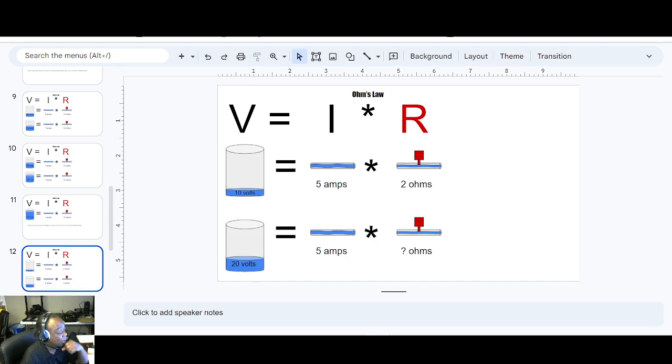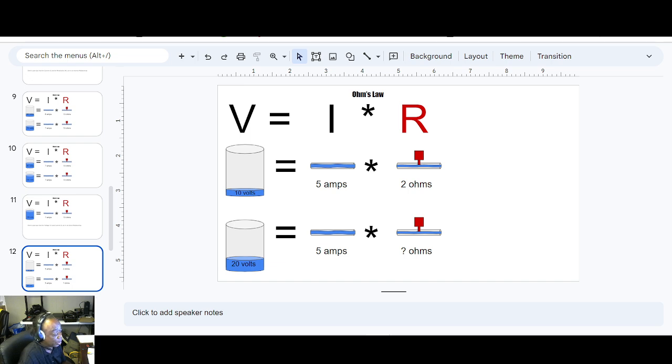Now, let's take the same situation. We're going to increase the volts again. Now we're at 10 volts, made from 5 amps and 2 ohms. Well, what if you wanted the water speed to stay the same, but you kept increasing how much water was in the tank? Well, what would you have to do with the ohms?